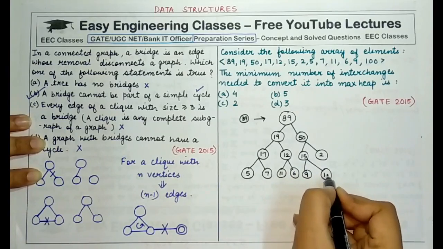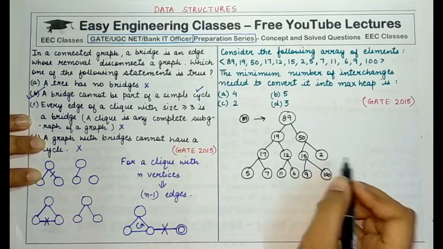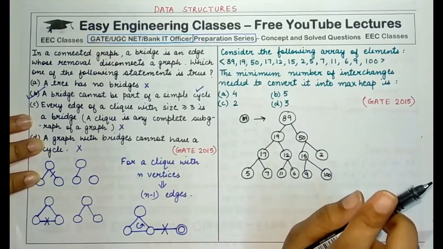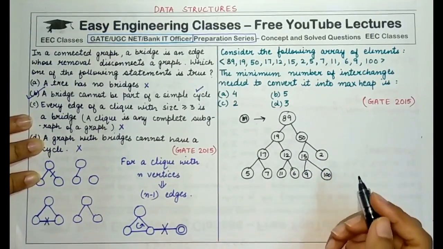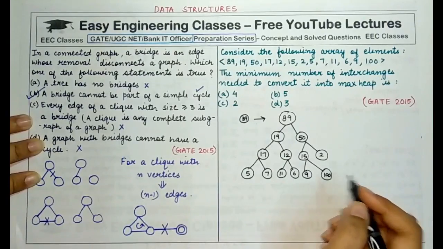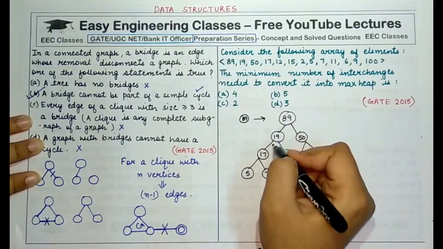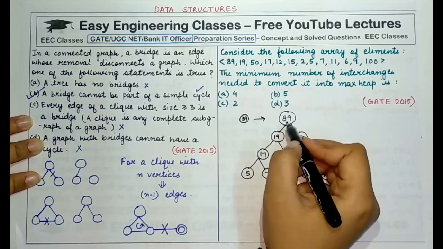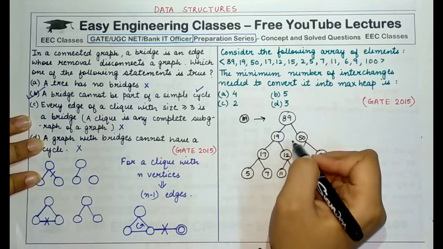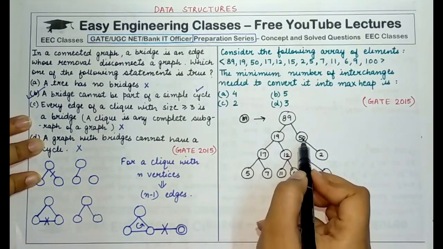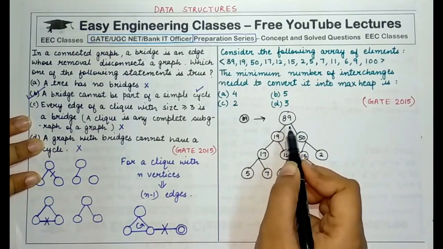So 2 does not have any children. Now let's see at what positions the max heap property is not satisfied, or it is disregarded. So we have the root as 89, both the children of the root should have a value lower than the value present at the root. So 19 and 50 both are less than 89, alright.